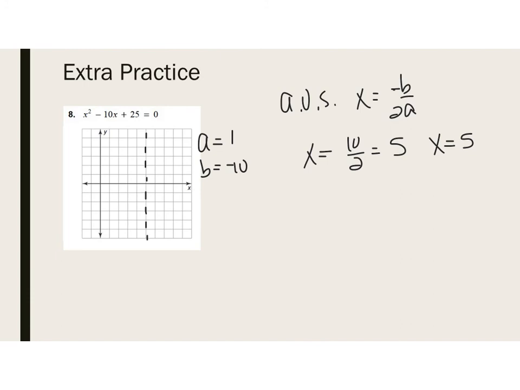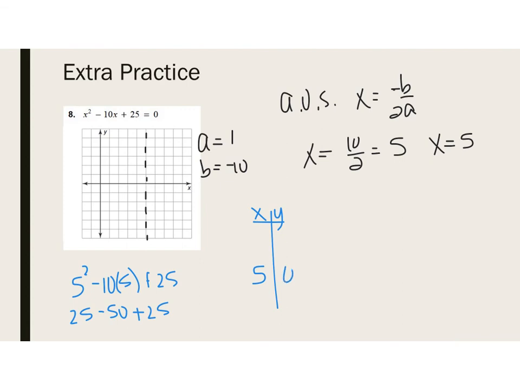Okay. That's where you're going to start your table, is at 5. So if I plug in 5 for both of my x's, 5 squared minus 10 times 5 plus 25 is going to be 25 minus 50 plus 25. So what do we think that is? It looks like 0 to me. So at 5, you're at 0. You're already on an x-intercept. All right. So if it says solve by graphing, you must fully graph it. So we need to do something else.